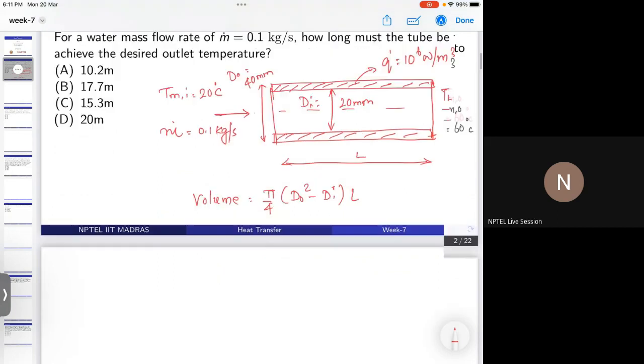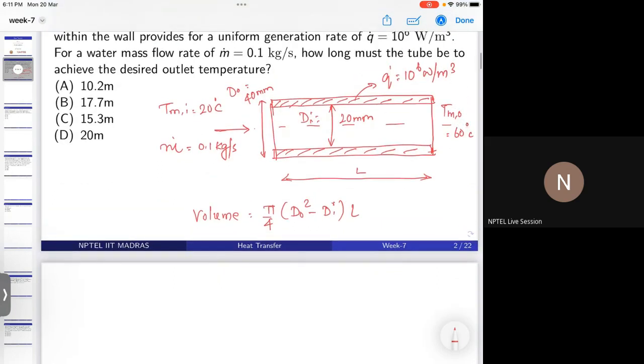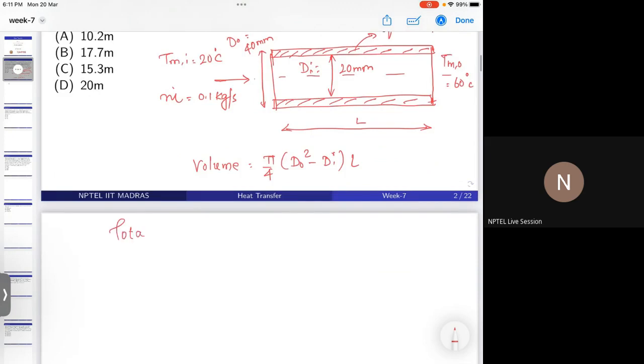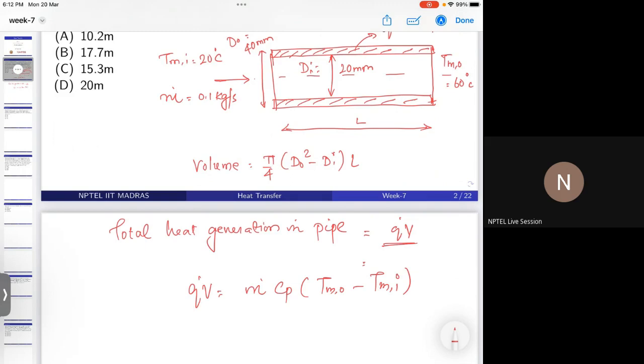It is given the volumetric heat generation rate. So what is the net heat generation in watts? We calculate it as q dot into V, right? This is the total heat generation in the pipe, and this heat should be taken away by the water. So this should be equated to m cp dT, that is Tmo minus Tmi. Yes, so this much only.